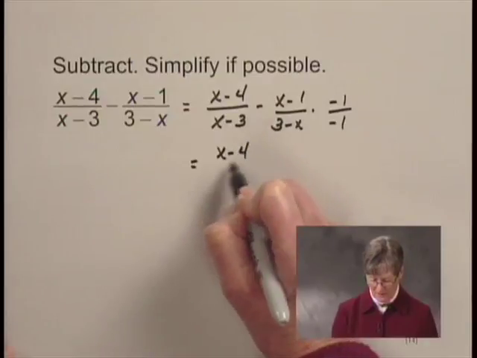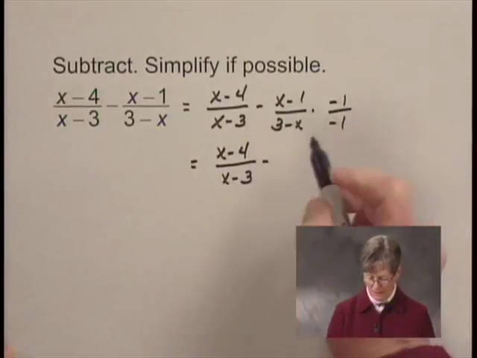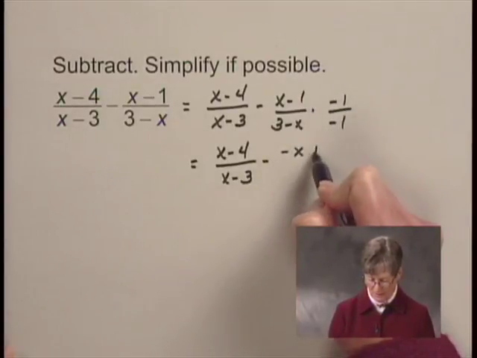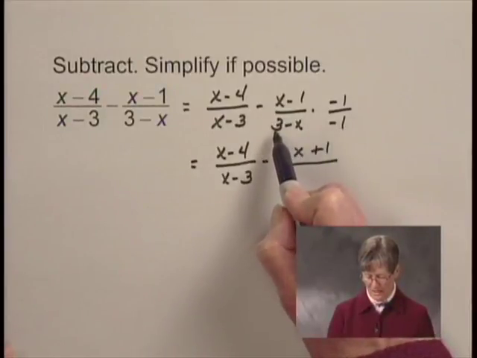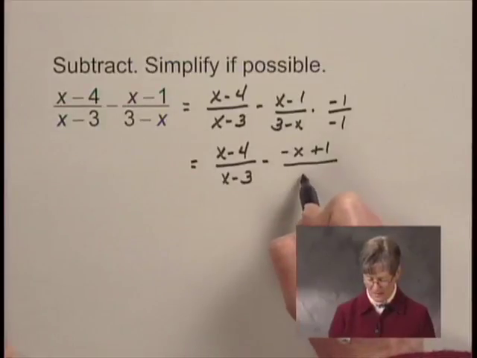Now, what does this give us? We've got the first expression again. When I multiply negative 1 times x, I get the opposite of x, and negative 1 times negative 1 is 1. When I do this multiplication in the denominator, I get negative 3 plus x, or I can write it in this form, x - 3.